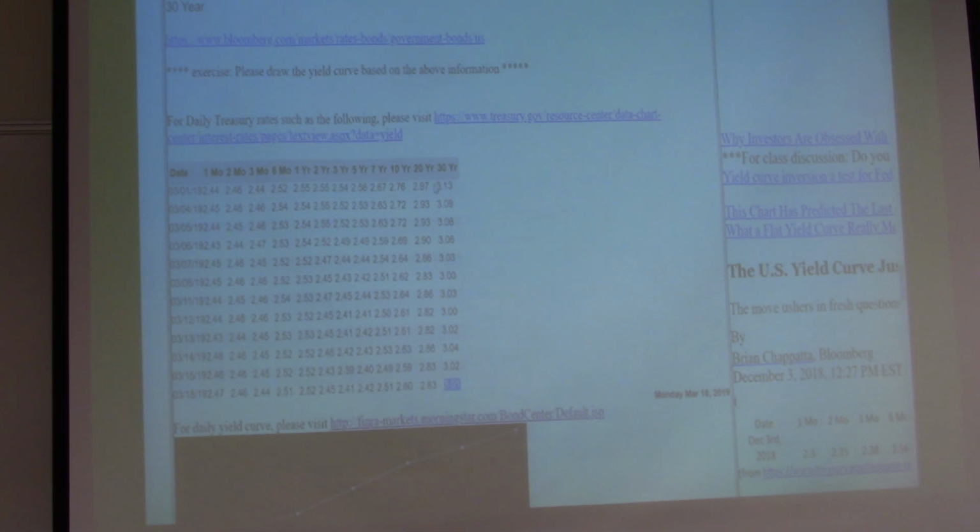So you see the yield keeps on dropping for long term. For short term, it's about the same. But for the long term, it's going down, especially for 30 years, also for 20 years. Also, you see the tendency of falling for 10 years, and even for 5 years. So why? That's my question, why?